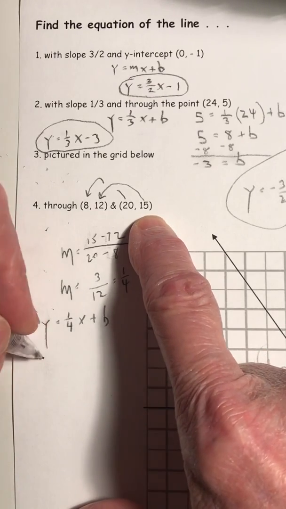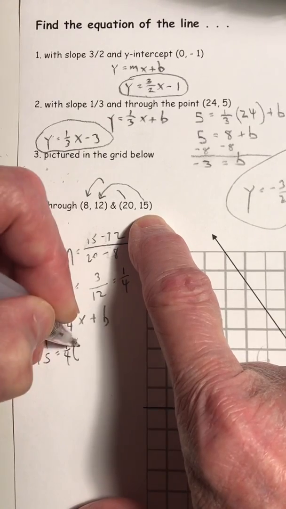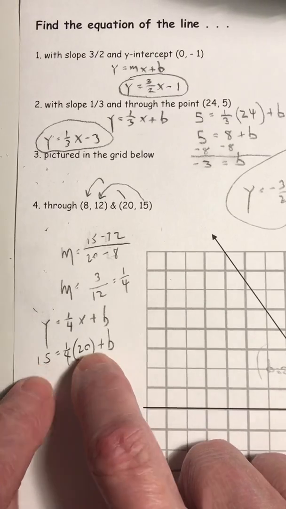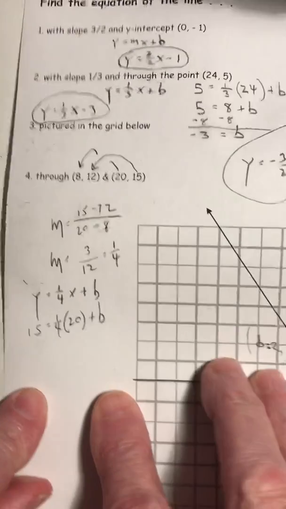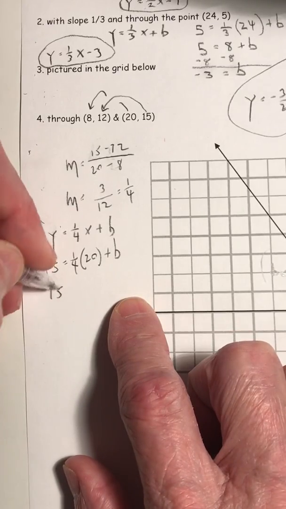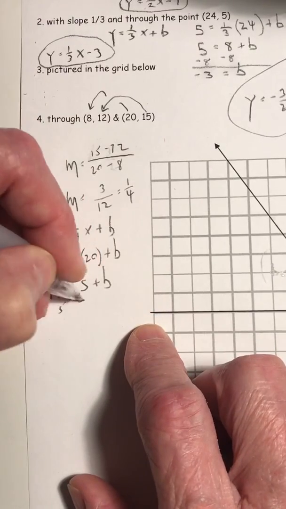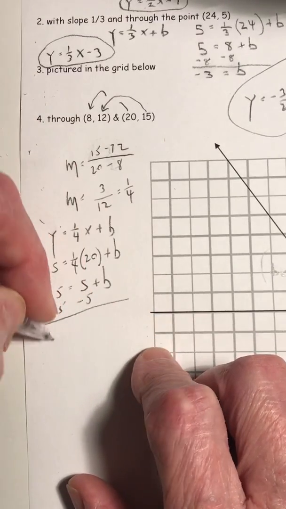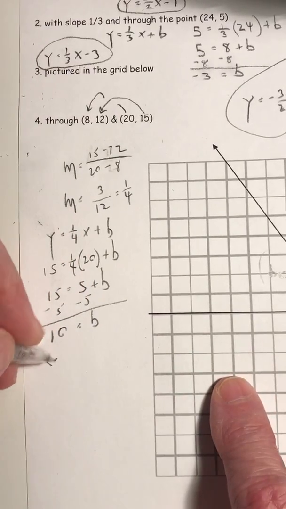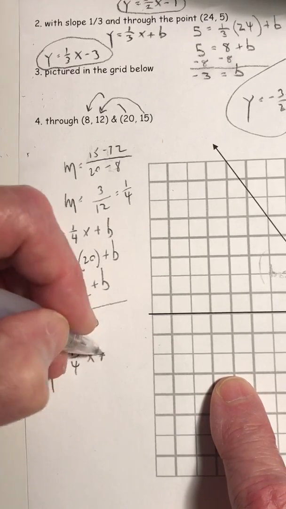15 is the y, and 20 is the x. See, there's the point that I plugged in, 20 for x, 15 for y. And 1/4 times 20 is 5. Take away 5 on each side. We get b is equal to 10. So the final answer is y equals 1/4 x plus 10.